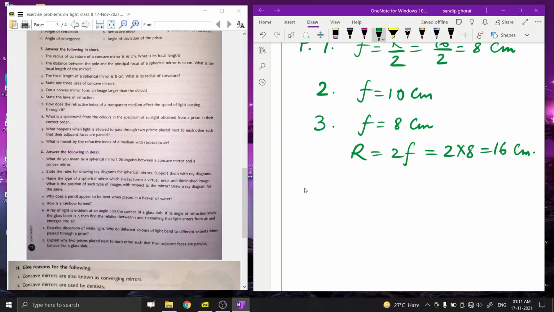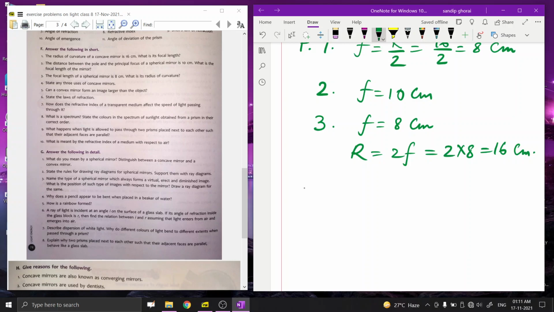Now the next question is, can a convex mirror form an image larger than the object? No, it is not possible, because a convex mirror always forms a virtual, diminished and erect image. Now the next question is state the laws of refraction. That is already in your book, so you just read the book very carefully.